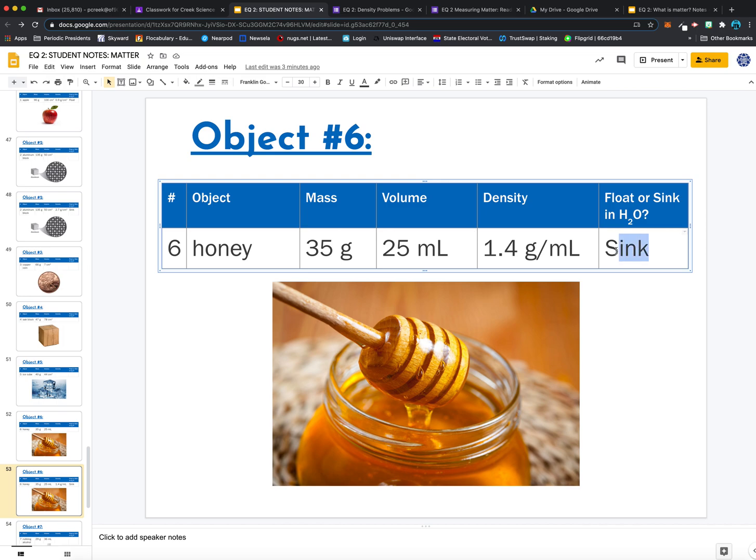So if you've ever seen honey in iced tea or honey in tea, you see that it sinks to the bottom. It sinks to the bottom because it's denser than water. Remember, water's density is 1 gram per milliliter, so honey will sink.